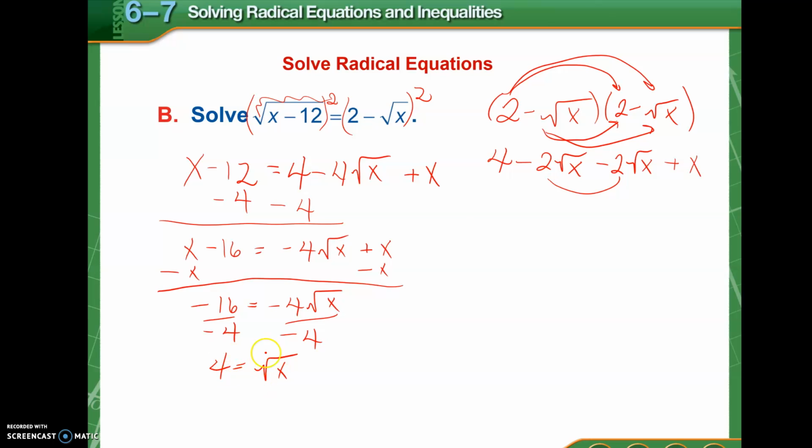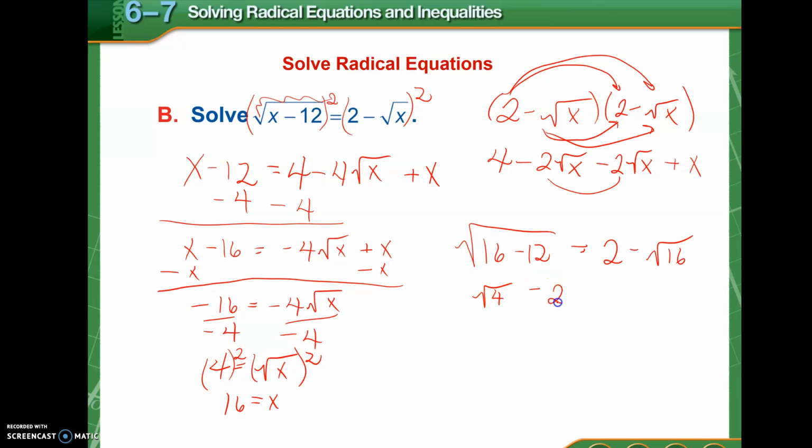Now I've got that radical by itself, so I'm going to raise both sides to the power of the index, which is 2, so 16 equals x. Now these ones are really important to check, because they might not work when I plug them back in. So I want to check to see if the square root of 16 minus 12 equals 2 minus the square root of 16. So 16 minus 12 is 4, the square root is 2, and I'm checking to see if that equals 2 minus 4, because the square root of 16 is 4. So does 2 equal 2 minus 4, negative 2?